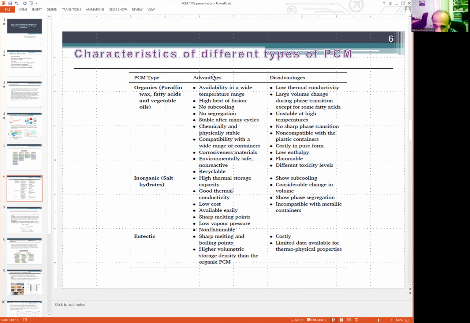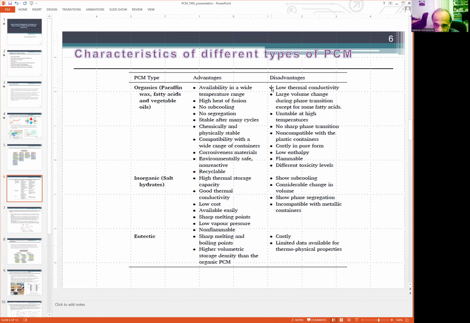Now the advantages and disadvantages are enumerated here. And the advantages are: organics are available in a wide temperature range, high heat of fusion, no subcooling, no segregation, stable after many cycles, chemically and physically stable, compatibility with a wide range of containers that hold the PCM. And the corrosiveness of the material is low, environmentally safe, non-reactive, and they are recyclable.